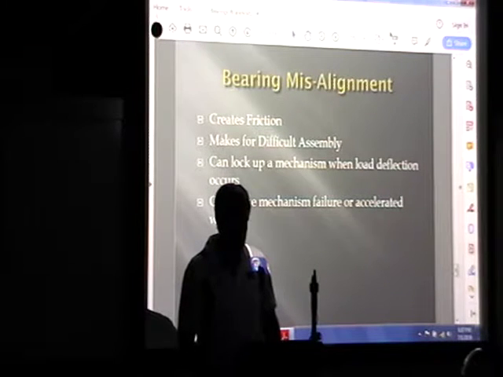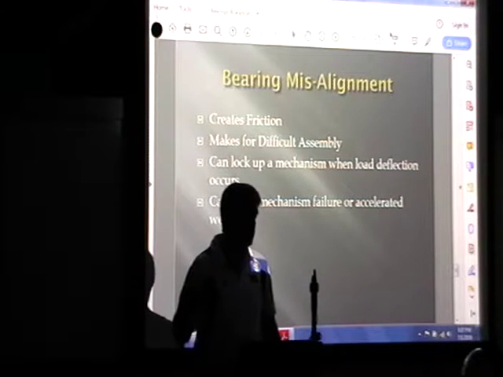So it'll lock your mechanism up if deflection occurs, and obviously can cause a mechanism failure or at least accelerate wear. And now maybe your outer race is rotating instead of your bearing sets inside there.